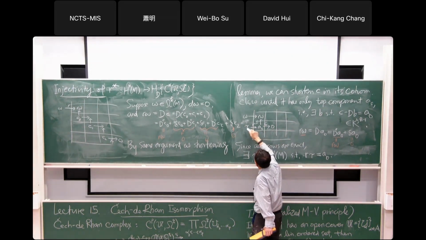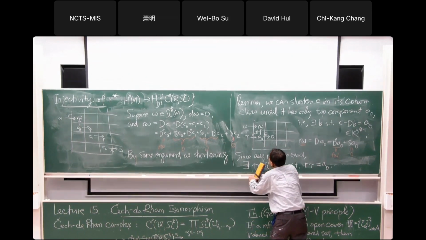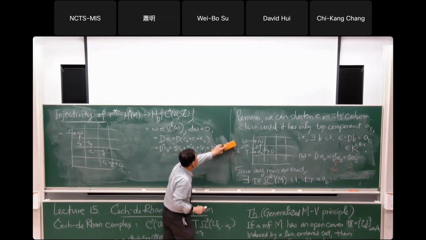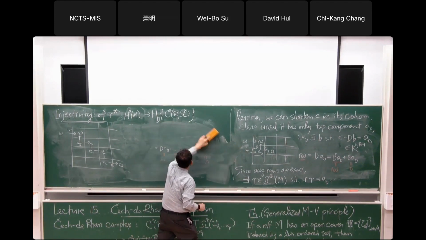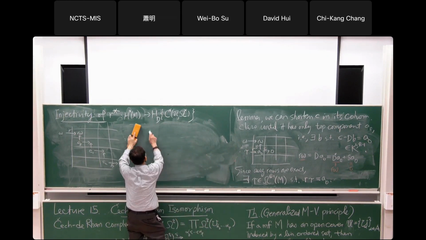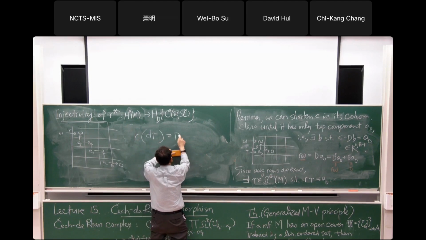I want to show that D tau is equal to omega. Okay, so let's look at D tau. Now, what do I know? So D tau, if you apply R to it, by the commutativity of the diagram, it's D double prime R tau.